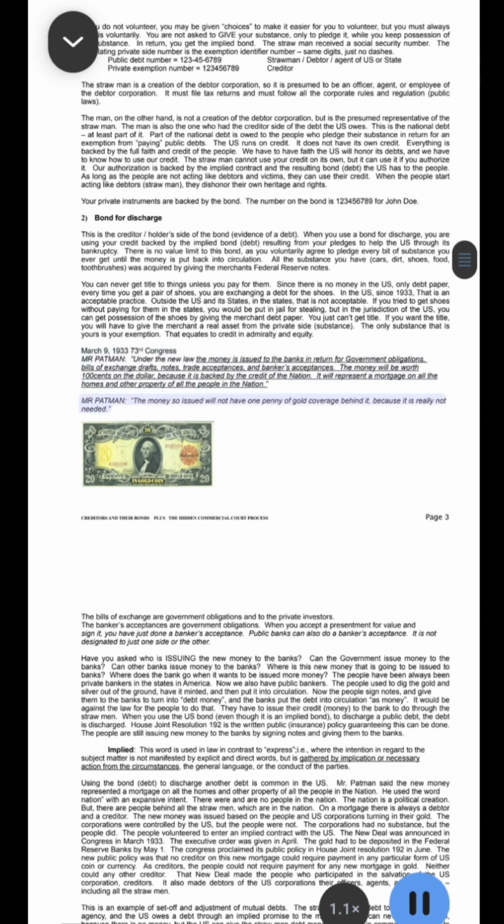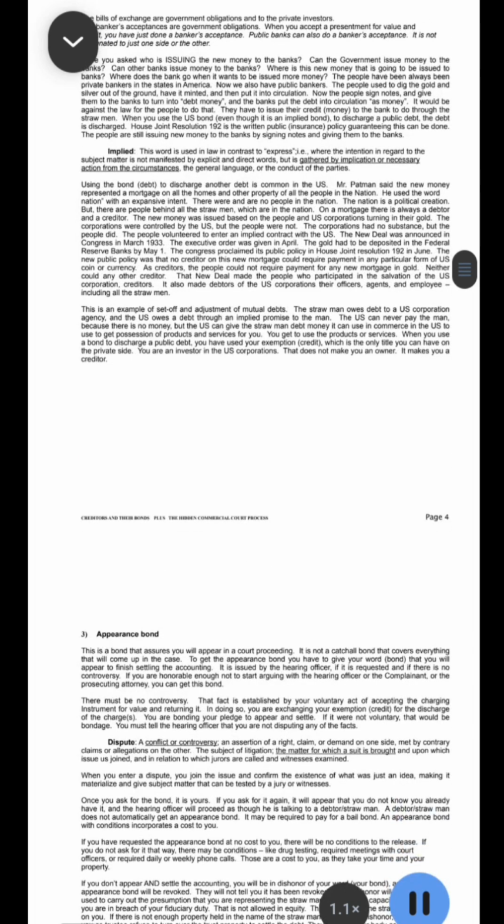Mr. Patman: The money so issued will not have 1 penny of gold coverage behind it, because it is really not needed. Creditors and their bonds plus the hidden commercial court process, page 3. The bills of exchange are government obligations and to the private investors. The bankers' acceptances are government obligations. When you accept a presentment for value and sign it, you have just done a banker's acceptance.